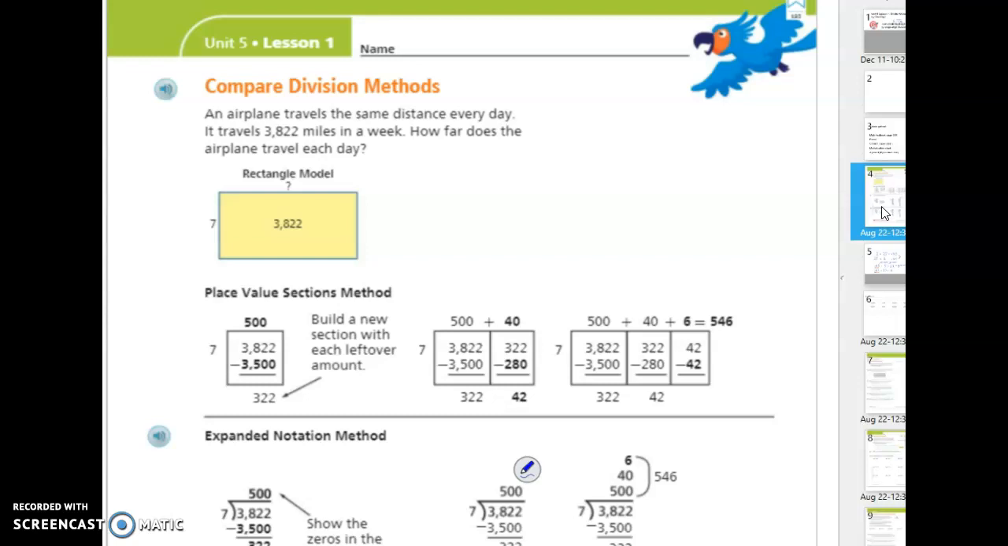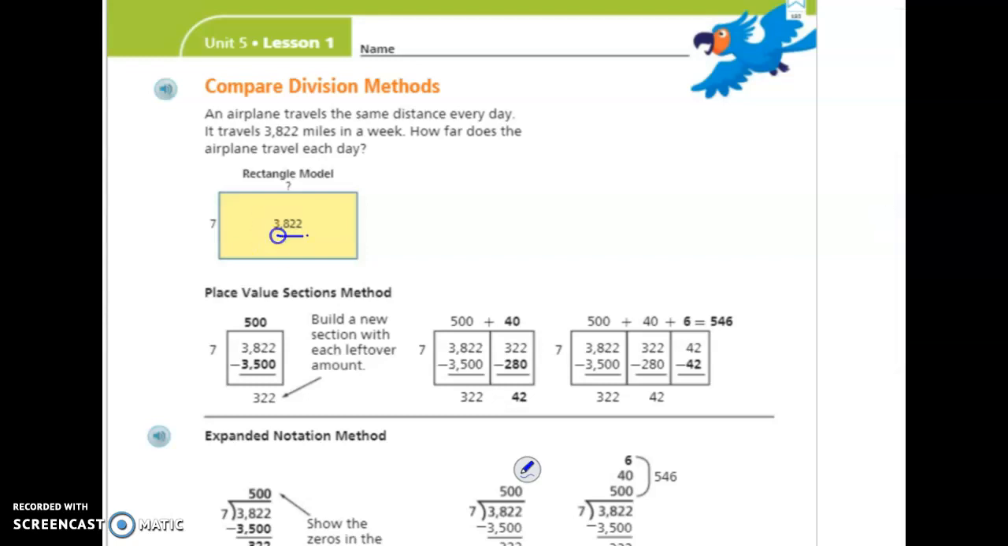So it's a division problem. Okay, you're taking those 3,822 miles and dividing it into 7. Here they've set the model up as a rectangle, which is one way you can look at it. So if you think of it like an area problem, you know that the length times the width gives you the area. Okay, it's kind of setting it up the same way.